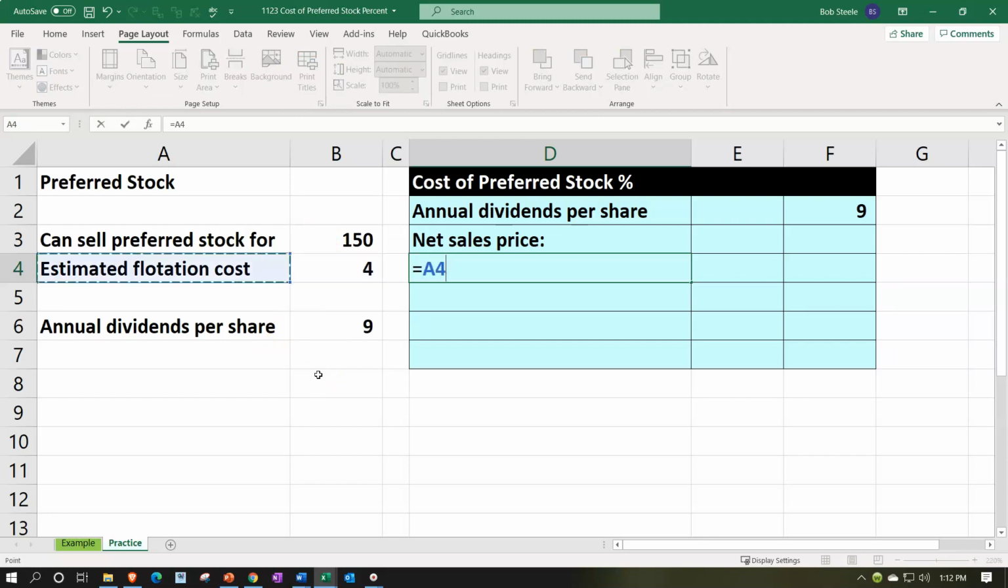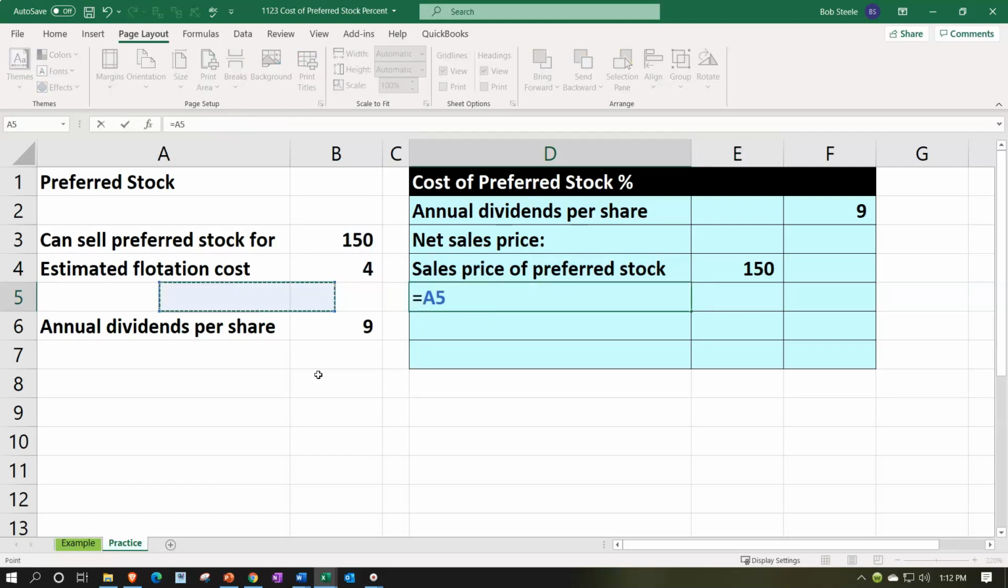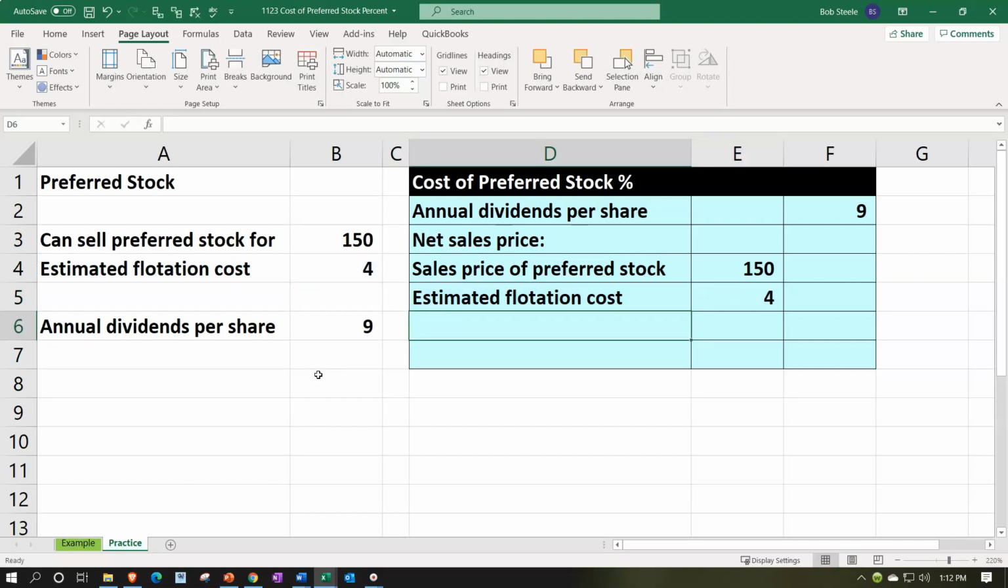So let's take the $150 sales price. I'll call it sales price of preferred stock. And that's going to be the $150 minus the estimated flotation cost, which we're going to say is $4, which will give us the net sales price. And I'll pull that to the outside here, which is the $150 minus the 4. So after those flotation costs, we're going to get the $146.